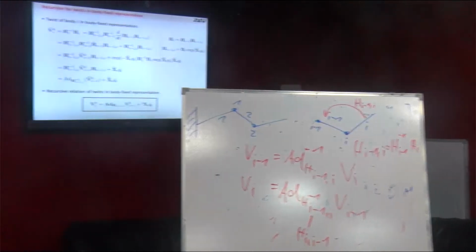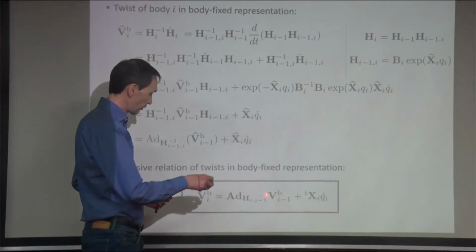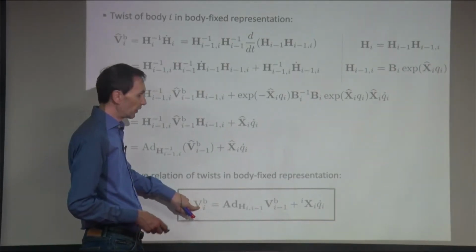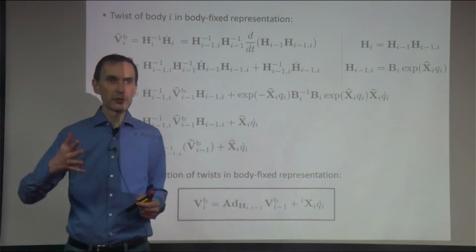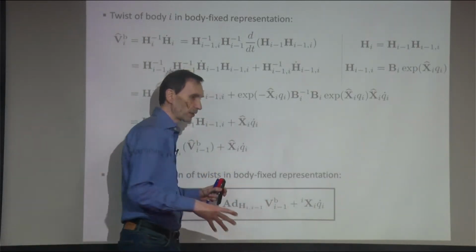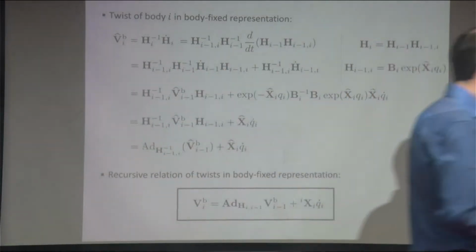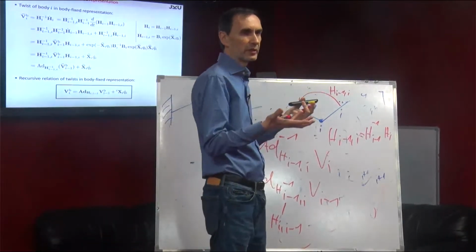this term here, right? This first term here is just giving you the twist of body I, when you know the twist of the predecessor, and forget about the relative joint motion. Let's say the joint is locked, right? Then this is it. Because it's simply saying, if the joint is not moving, if the joint is locked, then the two bodies form like a virtual rigid body, right?